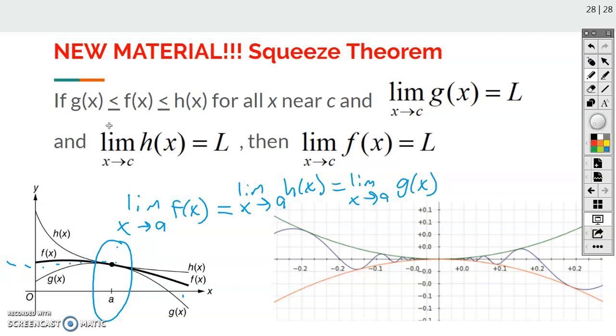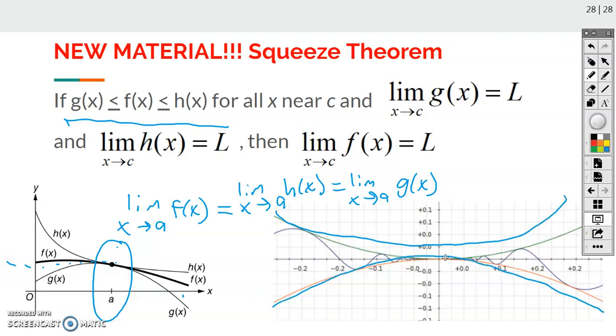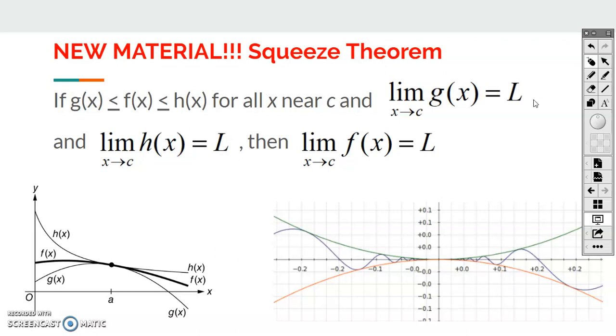Now this only works if f is always in between g and h. A lot of times you'll see it where you have some sort of sinusoidal function that's bouncing up and down, but as long as it's always less than this function and greater than this function, and both of these functions were equal to 0 here at 0, then you know the limit of this function that's oscillating back and forth is also 0.